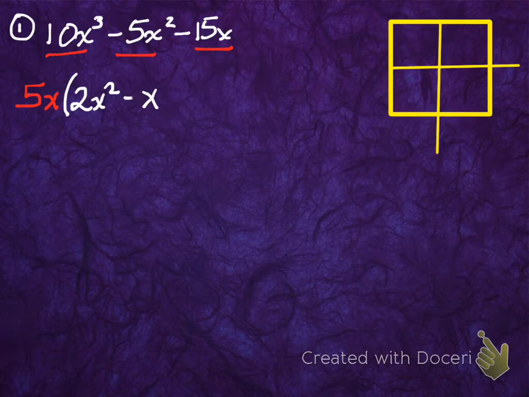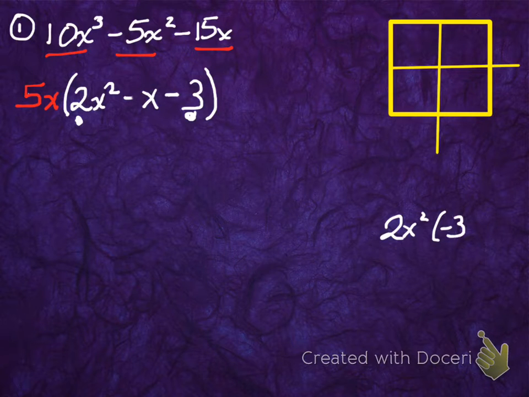15 divided by 5 is 3. It's negative. X, I have 1 x and I take out an x. That leaves no x's behind. So now, what's in white is a trinomial that I want to factor. So I want to take the first term and the last term and multiply them together. So I have 2x squared times a negative 3. And that gives me negative 6x squared.